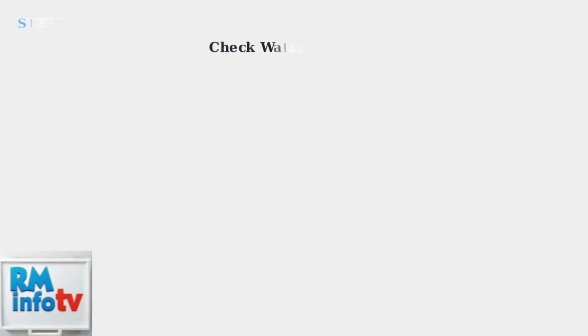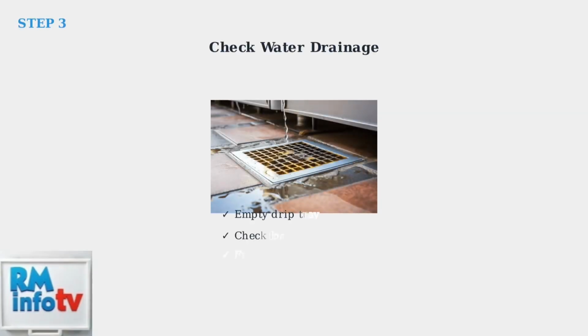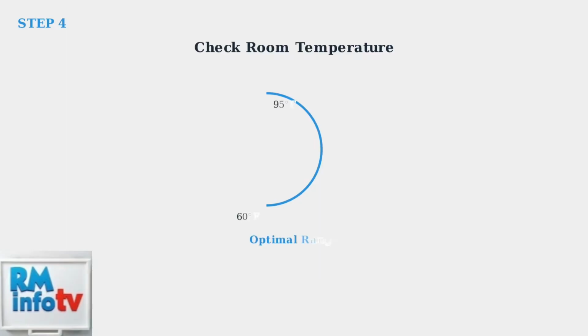Next, inspect your unit for water leaks and check that the drip tray isn't full. Excess water can interfere with the unit's operation and trigger error codes. Empty the drip tray if needed. Verify that your room temperature isn't too low. Portable air conditioners work best when the ambient temperature is between 60 and 95 degrees Fahrenheit. Operating in temperatures that are too cold can cause the LT error.